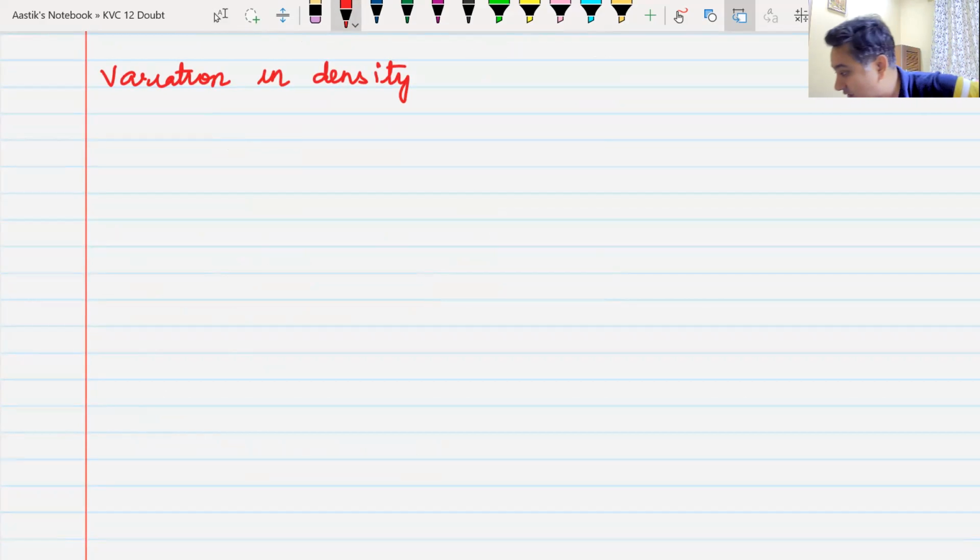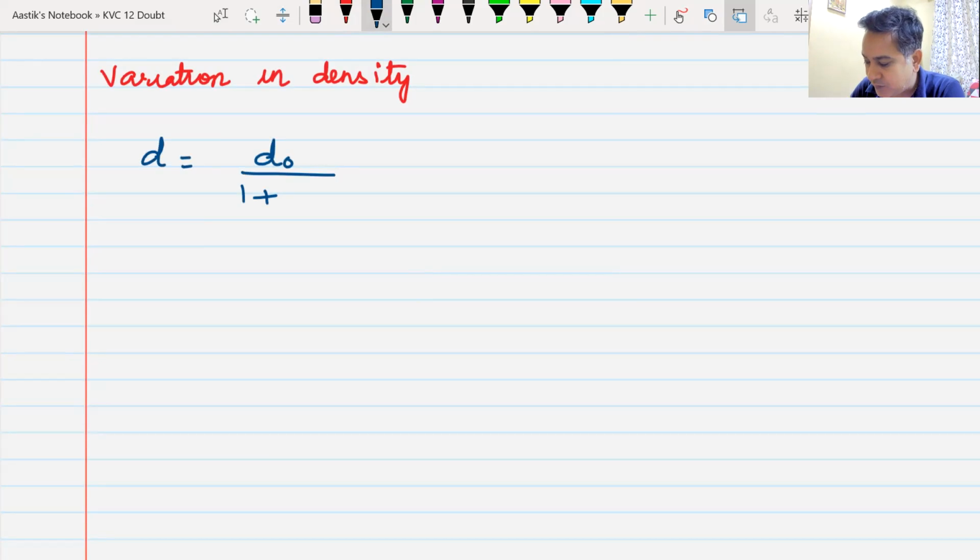So there are two things that are valid both for solids and liquids. One is expansion in volume, or volume expansion. The second thing is change in density. And what is the formula for change in density? With increase in temperature, the density should decrease. Yes or no? So this is the original formula: D is equal to D naught upon 1 plus gamma into delta theta.